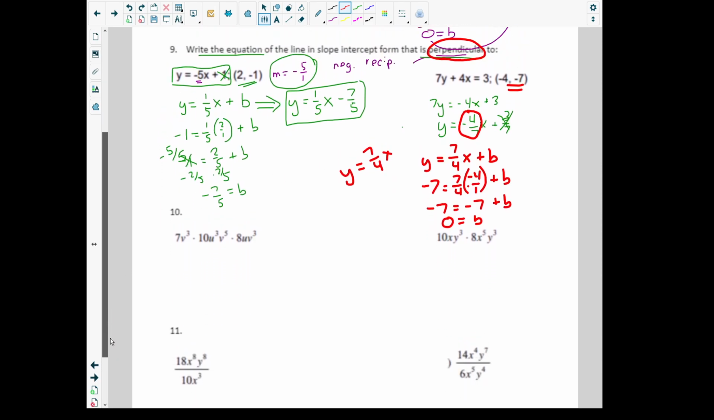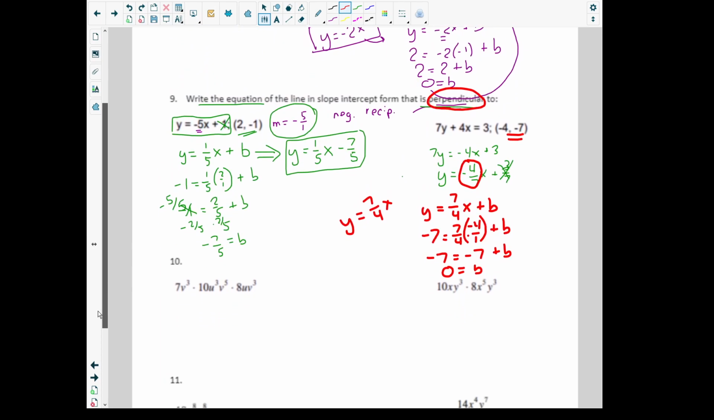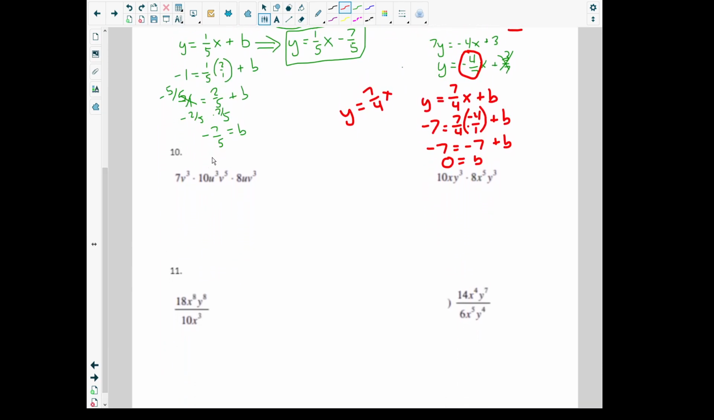Okay. There are no instructions for 10 and for all these problems. So I think what they're just doing is they're just saying to multiply, right? We're just going to multiply all the numbers together. Okay. That's 80 times 7. I think that's 560. Just double check me. I'm going quick here. And then there's 3 V's, 5 V's, and 3 V's, right? So it's VVV times VVVVV times VVV. So that's 8, 9, 10, 11. So that's V to the 11th. And there are 3 U's here and 1 U here. So U times U is U to the 4th.